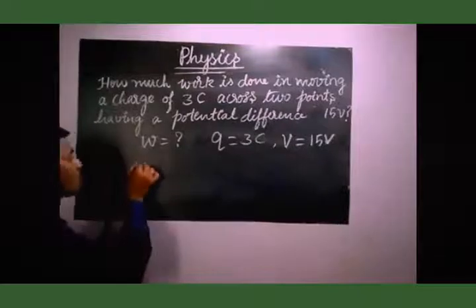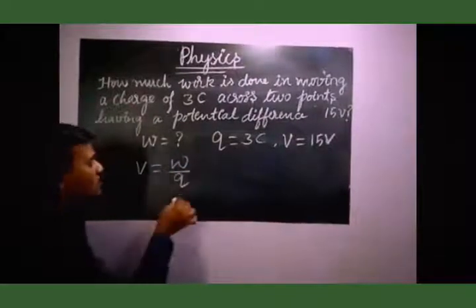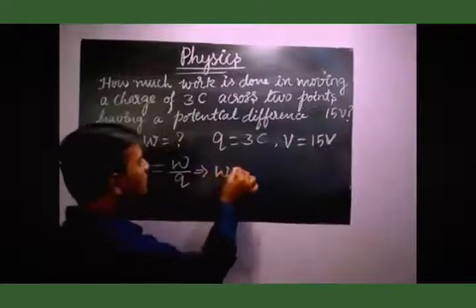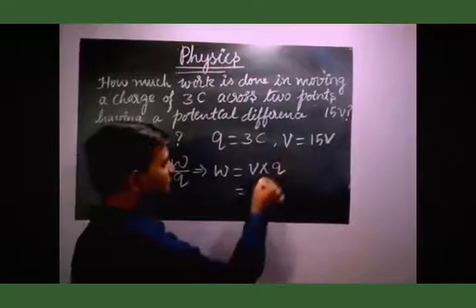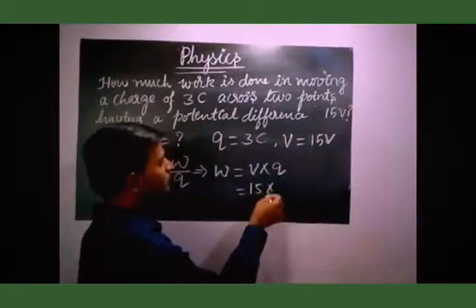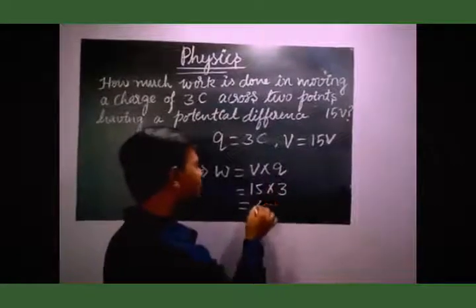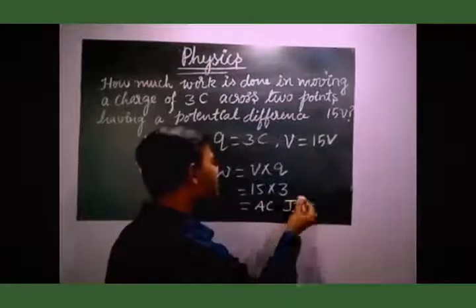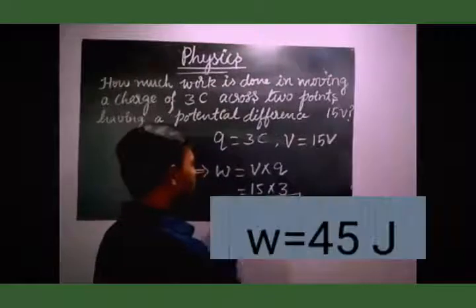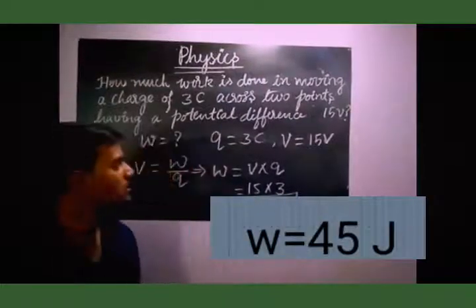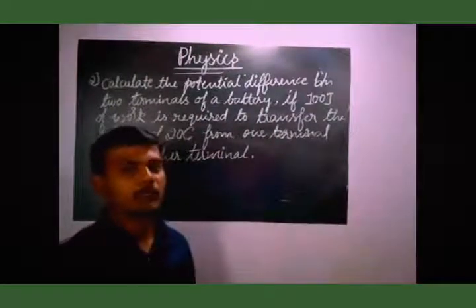We know the relation V is equal to W by Q. So we need to find W. W is equal to V into Q. V means 15 volt, into Q is 3 coulomb. 15 threes are 45. The unit of work is joule. So W is equal to 45 joules to move 3 coulomb of charge from one place to another place. Let us discuss the next example.